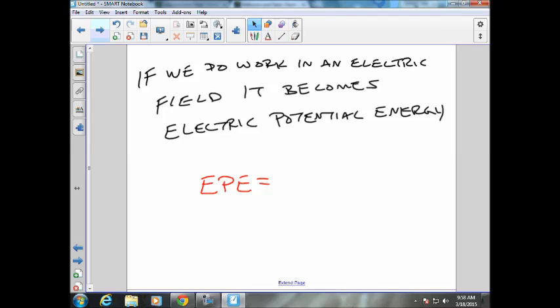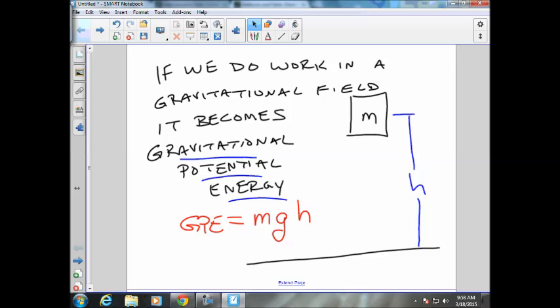And now we need to go back to our discussion yesterday about electric fields and the parallels between gravitational fields and electric fields. In a gravitational field, the amount of work we do, the amount of potential energy an object has, depends on the object itself and its mass. It depends on the strength of that gravitational field. The acceleration of gravity there describes how strong the gravitational field is, and how far we move the object is described by h.